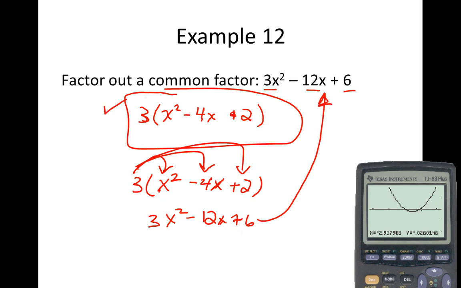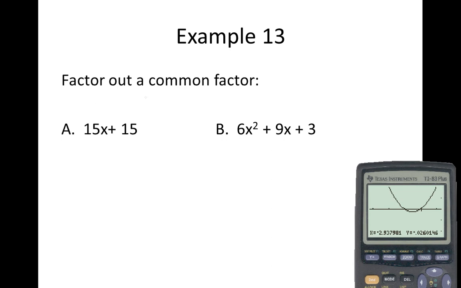Okay, try these two. Pause the video, see if you can get these. All right, welcome back. So, what's common in these two? And when we say factor out a common factor, what we really mean here is the greatest common factor. It's sort of implied. I could factor out a 3 here. I could factor out a 1. We don't want to pull out the trivial one. So the biggest one I can pull out is a 15.